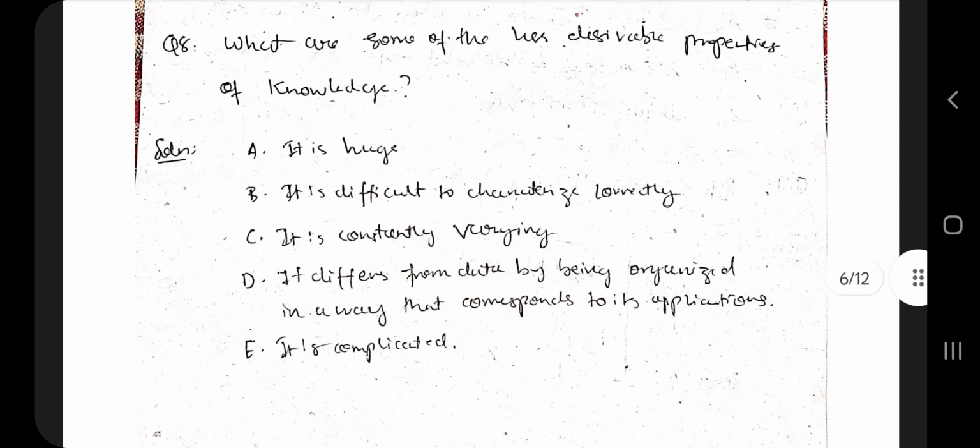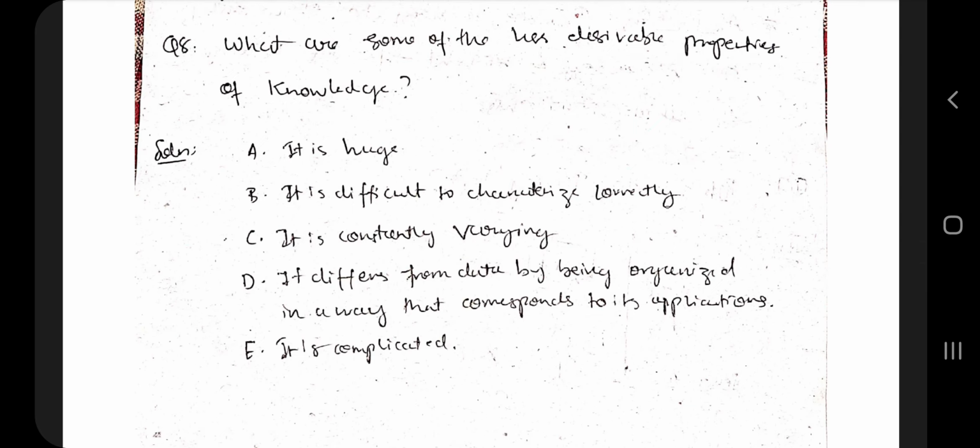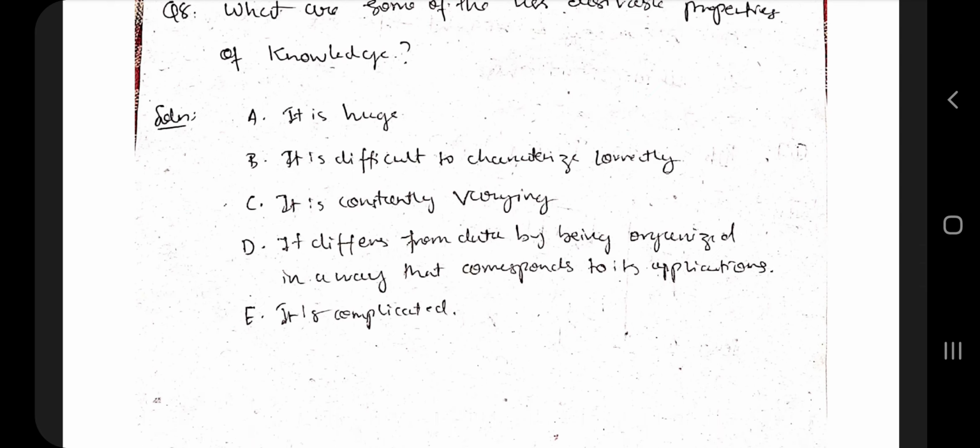Next one is, what are some of the less desirable properties of knowledge? If you give the knowledge to the AI, the five less desirable properties are: it is huge, because usually the knowledge required for AI processing is very huge. It is difficult to characterize correctly, meaning there are many different column values, different categories, and different features, and it is difficult to segregate each of this data into different categories accurately. It is constantly varying, because the data is not constant in the world; it always changes, new data comes and the old data becomes irrelevant.